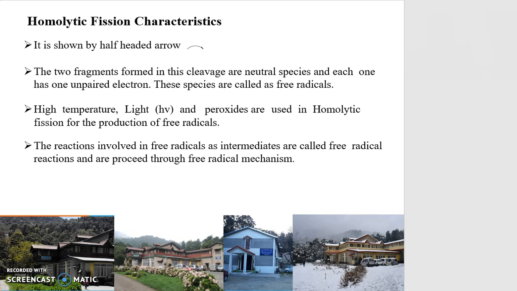Now, homolytic fission characteristics. It is shown by a half-headed arrow like this. The two fragments formed in this cleavage are neutral species, and each one has one unpaired electron. These species are called free radicals. High temperature, light and peroxides are used in homolytic fission for the production of free radicals. Reactions involving free radicals as intermediates are called free radical reactions and are proposed through the free radical mechanism.